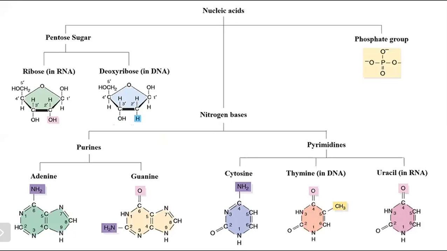There are 5 carbons, 4 are in the ring. You can see first, second, third, and fourth, and fifth is outside the ring, in both cases. Now in ribose, at the second carbon there is an OH group, a hydroxyl group, while in deoxyribose there is only hydrogen. So no oxygen, one oxygen less, hence it is deoxyribose in DNA.